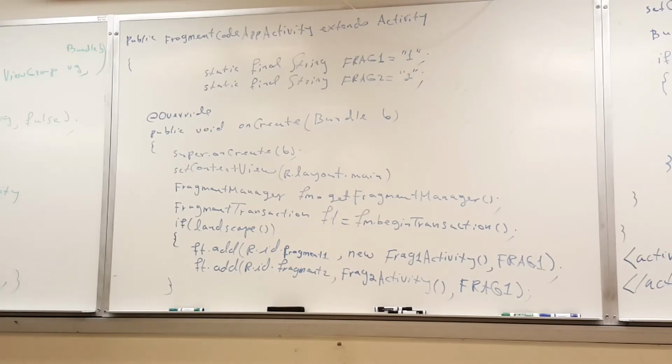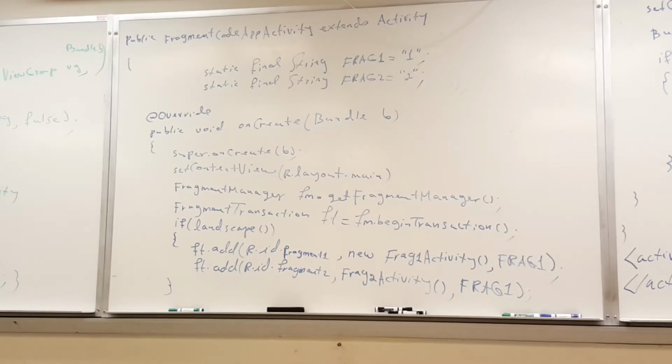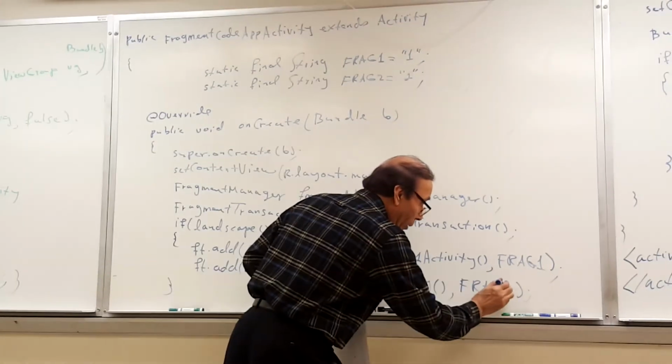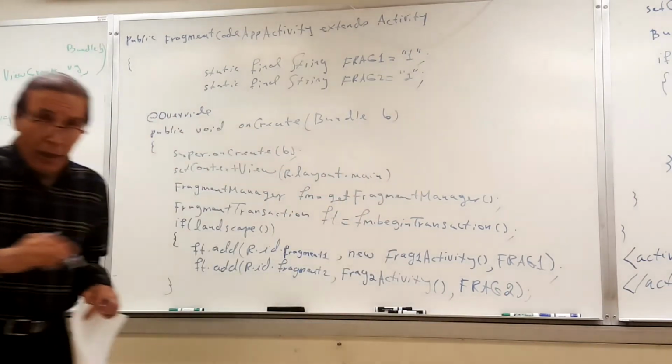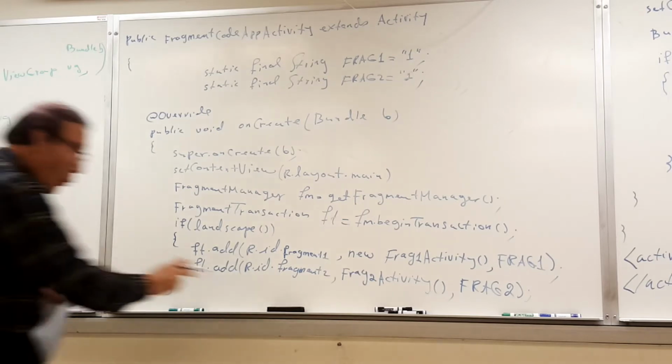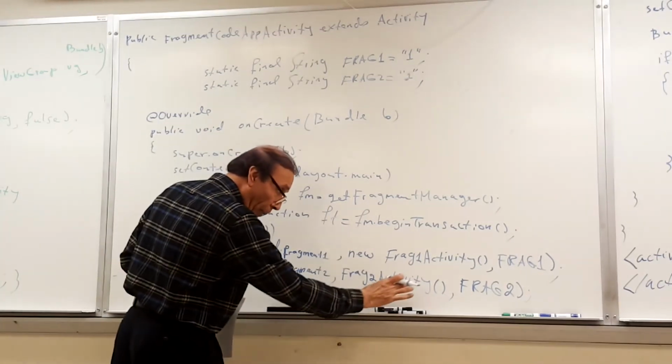So this takes care of if you are in landscape. But if it is not a landscape, yes? Sorry, the second line should have frag2 at the end. Frag2 flag. Should it have the word new in there? Yes, thank you. This is a typo. You have to have new here, right? Because we need to create an object of that.